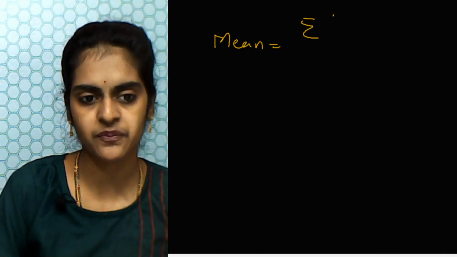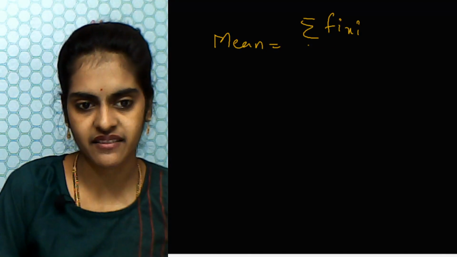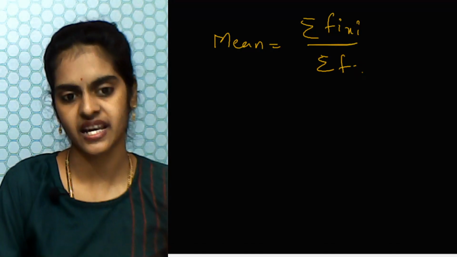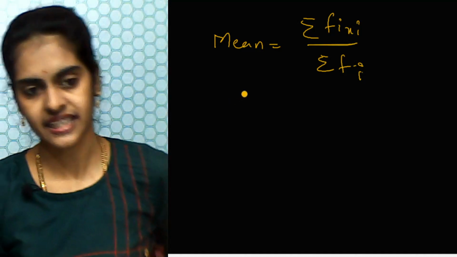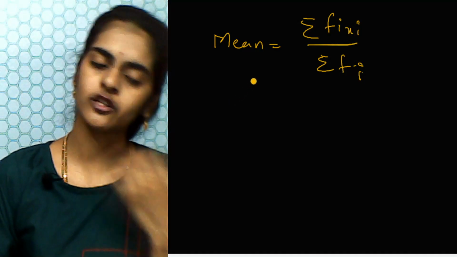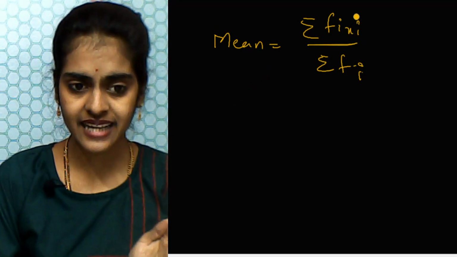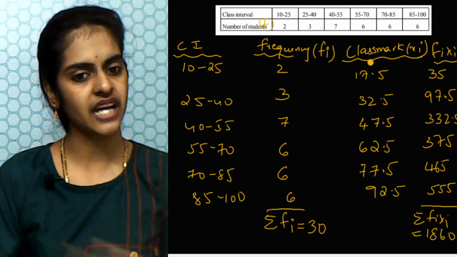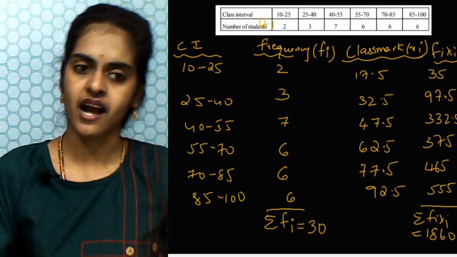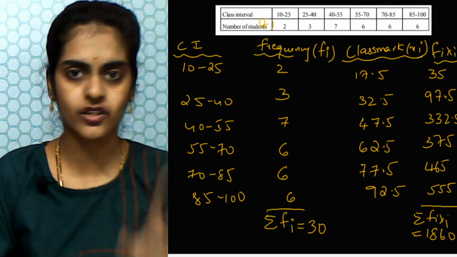So now the formula for direct method of mean is, so mean you will find by sigma FiXi divided by sigma Fi. Okay, this is the formula. The same formula we were using for ungrouped data, isn't it? Now the same formula we will use for grouped data also, but here the xi value you are taking as class mark. That is the only difference between ungrouped data mean and grouped data mean using direct method.